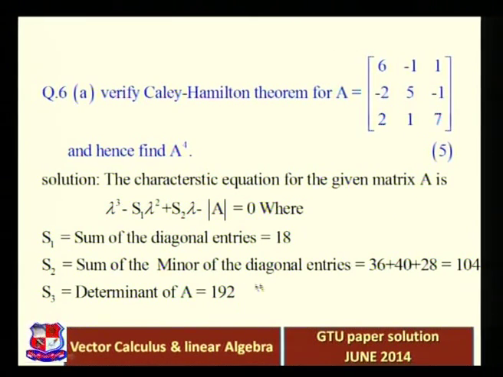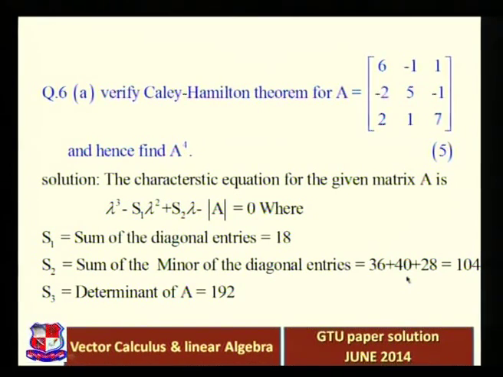S2 is sum of the minors of the diagonal entries. You can see the determinant is 5, -1, 1, 7. So that is 7 into 5 plus 1, so 35 plus 1, 36. Then minor of this 5, that is determinant 6, 1, 2, 7. So 6 into 7, 42 minus 2, so 40.